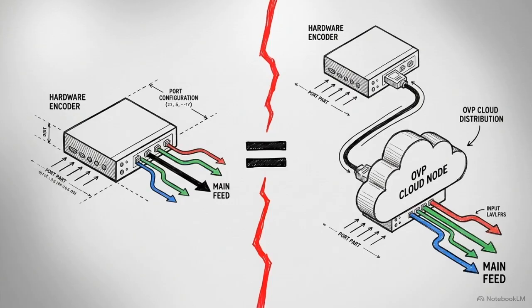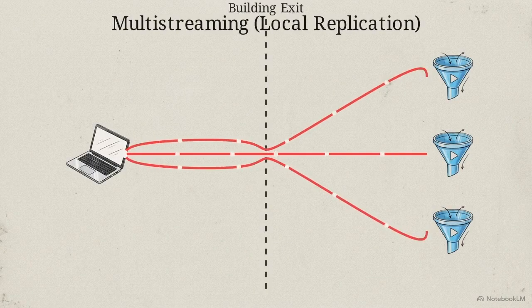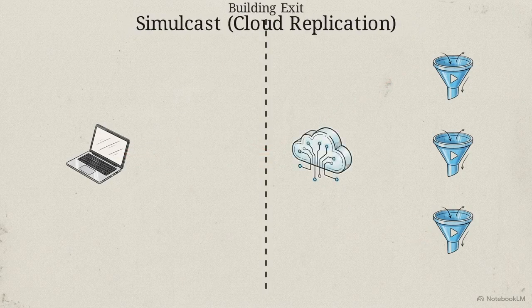In the broadcasting industry, the terms simulcast and multi-stream are often used interchangeably. That overlap masks two entirely different network architectures. This diagram illustrates multi-streaming, which is strict local replication. Your local computer and hardware encoder do all the heavy lifting, splitting the source video signal into discrete, parallel output lines before it ever leaves your building.